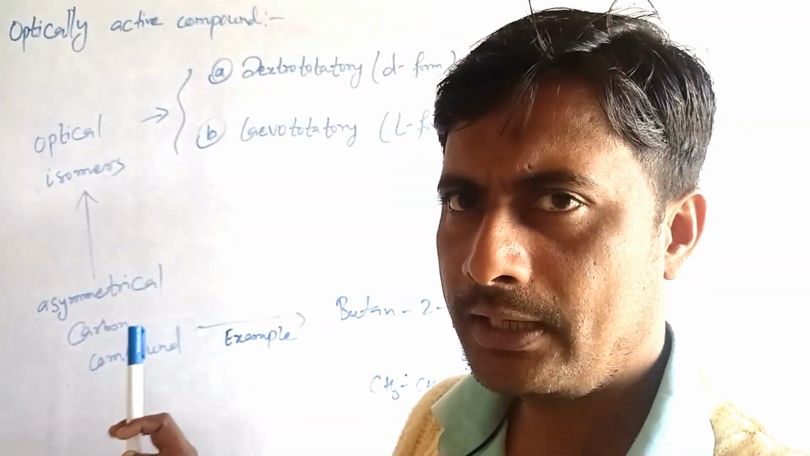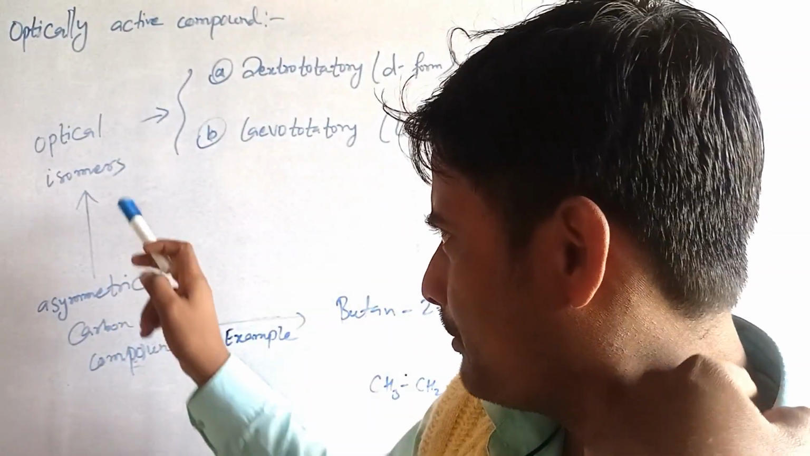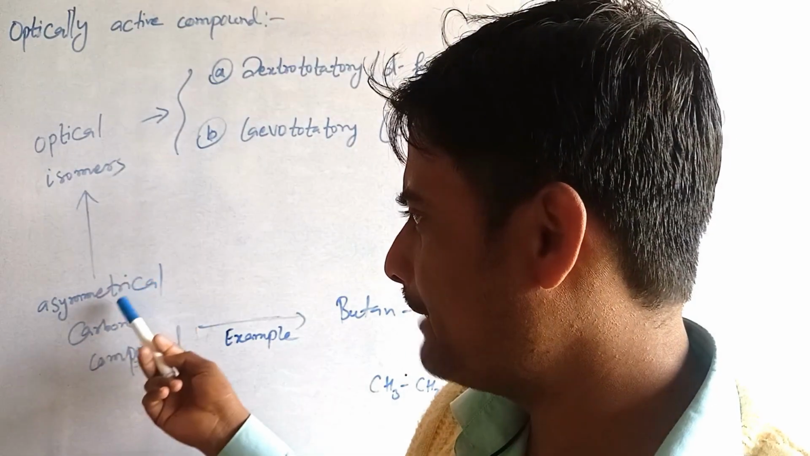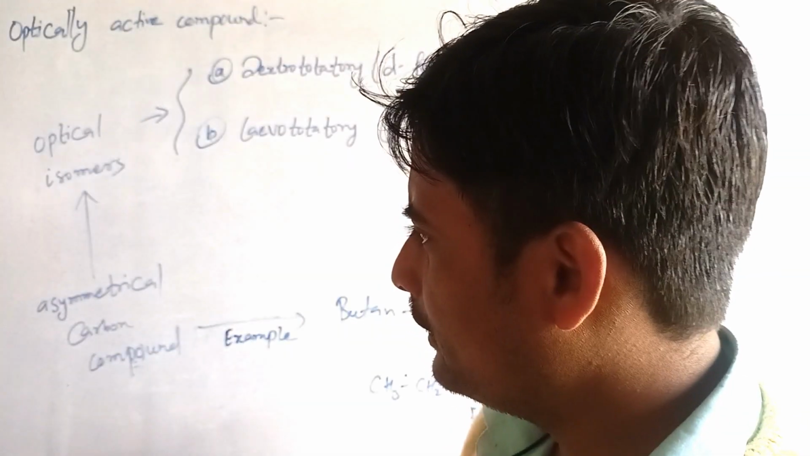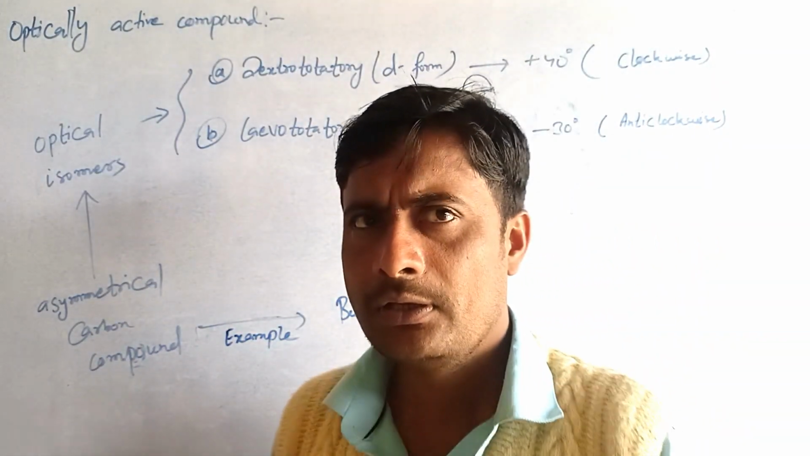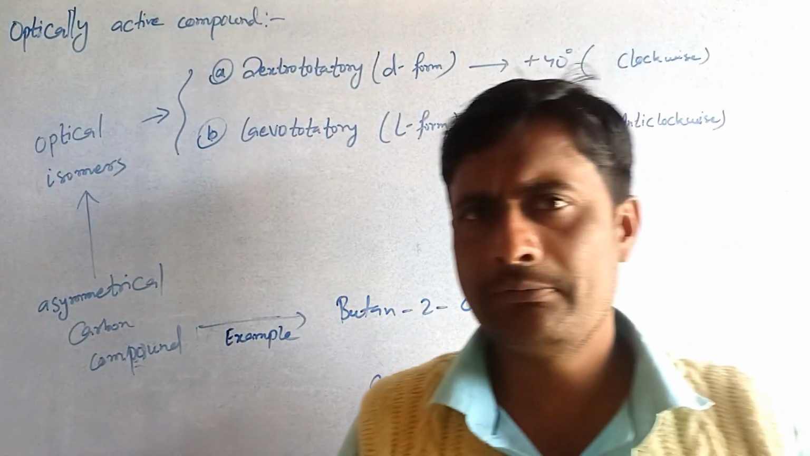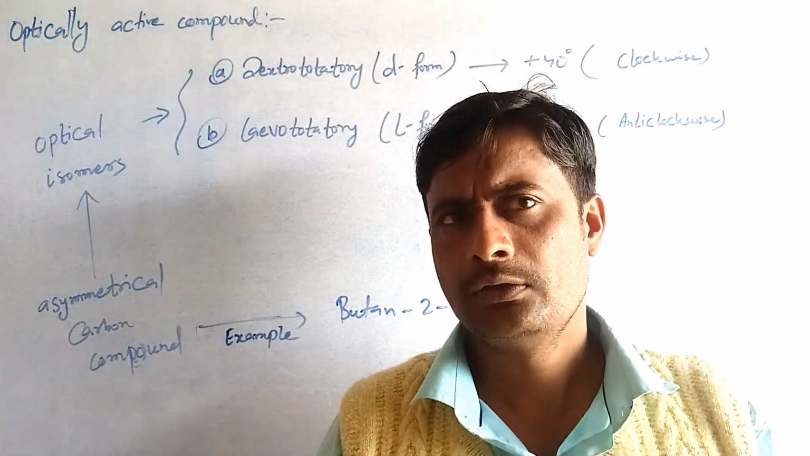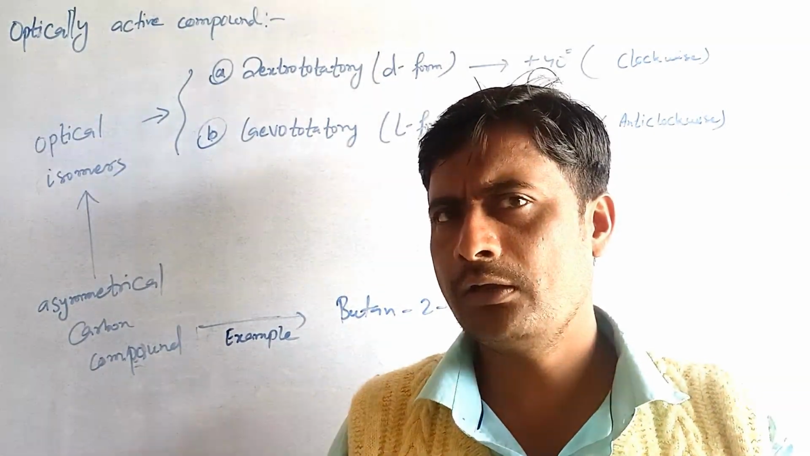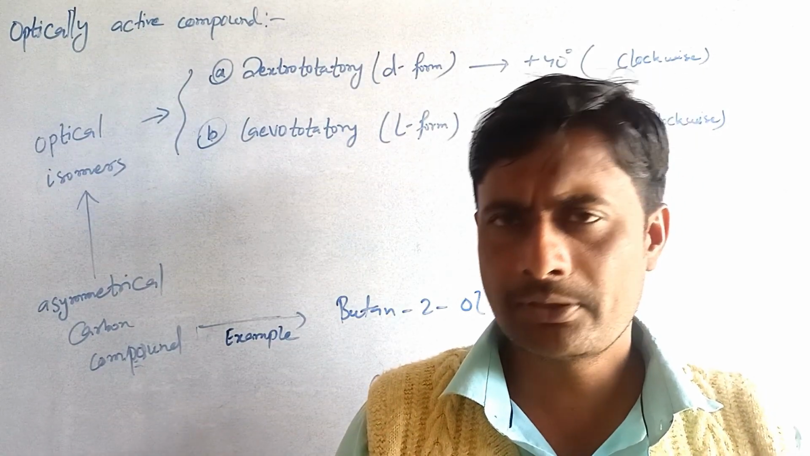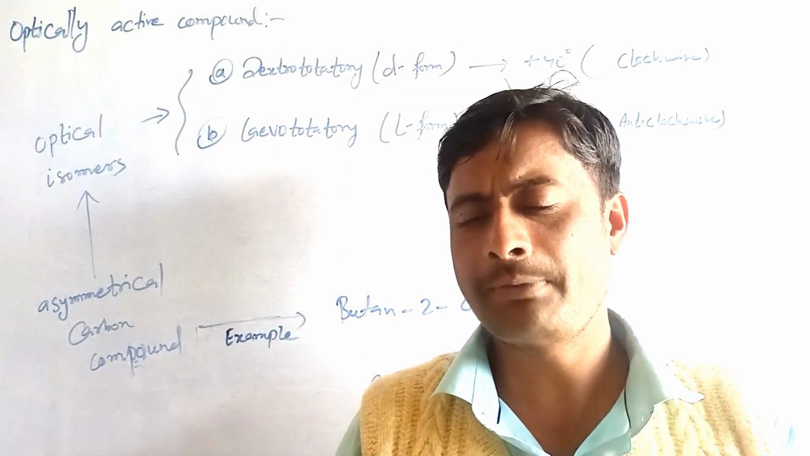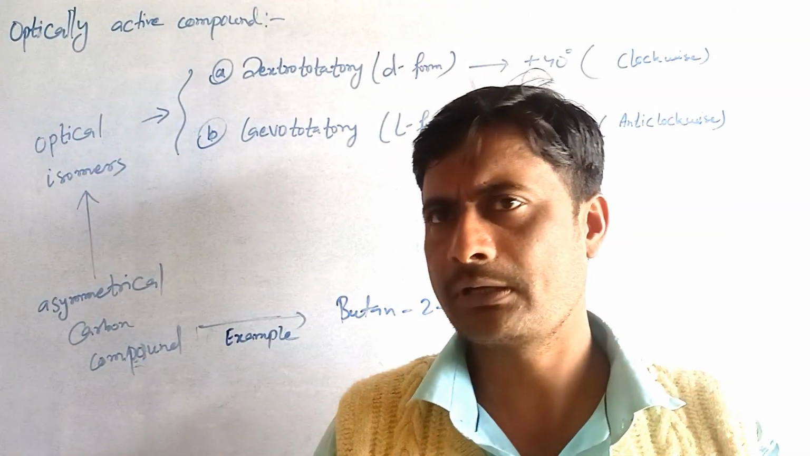asymmetrical carbon, and hence optical isomers are also known as asymmetrical carbon compounds. Now what is an asymmetrical carbon? The compounds in which all the constituents attached to the central carbon atom are different, such a carbon is known as asymmetrical carbon, and such a compound is known as an asymmetrical carbon compound.